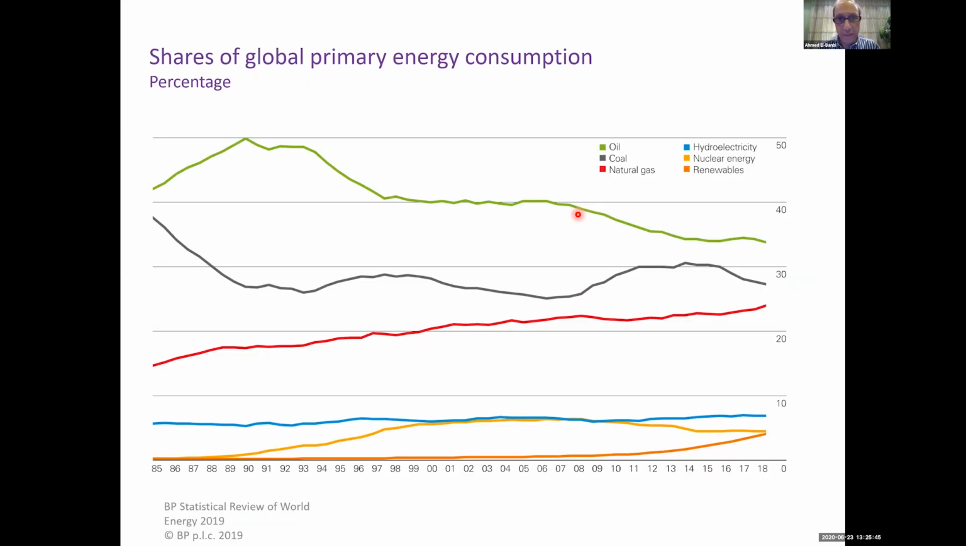Shares of global primary energy consumption: we need to understand a bit of what has happened over the past years. This covers 35 years, from 1985 to 2018. When we look at the oil share of consumption, I don't want anyone to be confused here, because this is a percentage of the total.